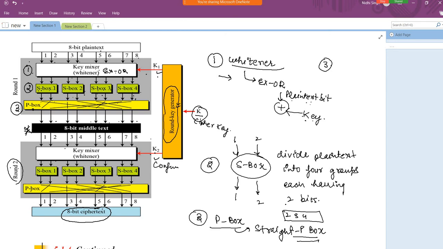Hope ये समझ में आ गया होगा. So हर एक राउंड मेरा कितना क्या ले रहा है? 1 round. The first one is whitener. Then S box and P box. 3 transformations.